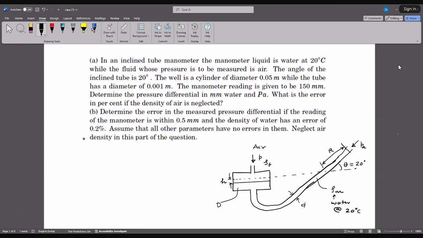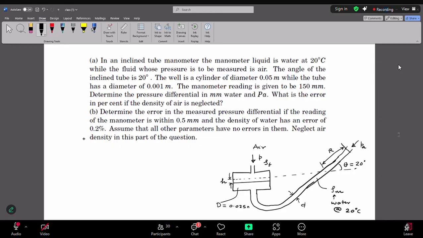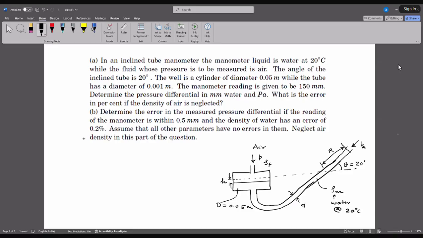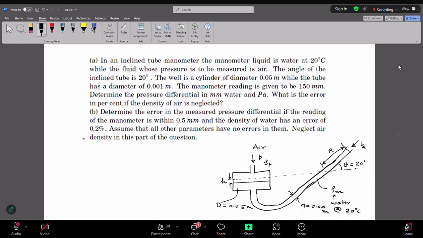0.05 meter. So this well diameter is 0.05 meter, not 0.025 meter. While the tube has a diameter of 0.001 meter. The manometer reading is given to be 150 mm.